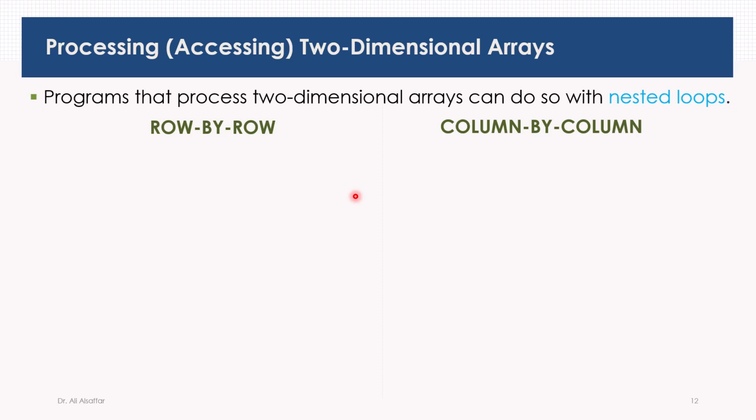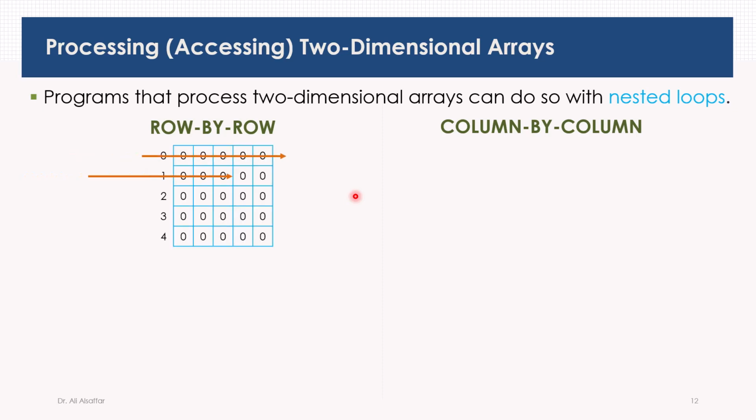Now to visit the elements of the two-dimensional array row by row, this is how it is done. First, you visit the first row, element by element, from left to right, or maybe you can do it from right to left as well. And then once you finish the first row, you go to the second row, also from left to right. Once you finish the second row, then you go to the third row, fourth row, so you are visiting the array elements row by row.